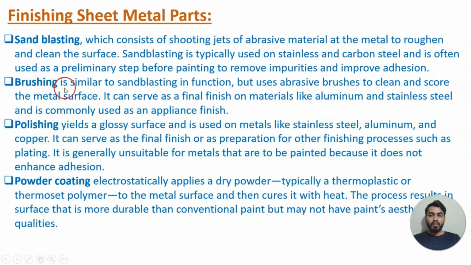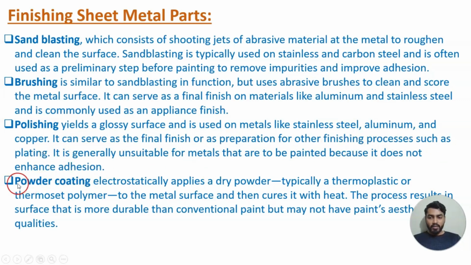Then brushing is similar to sandblasting in function but uses abrasive brushes. Here, instead of abrasive grains, we are using brushes, just like making a brushing. Then polishing. Polishing yields a glossy surface and is used on metals like stainless steel, aluminum and copper. It can serve as a final finish or preparation for other finishing operations such as plating.